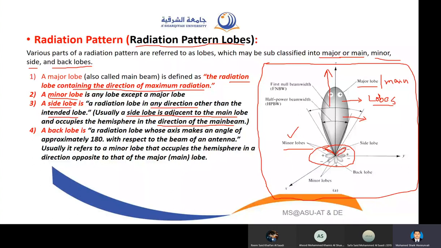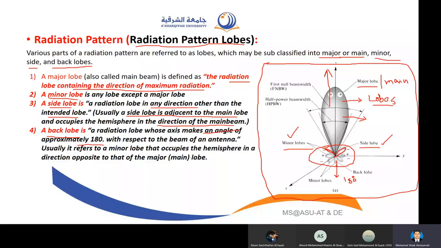And the last one is the back lobe. A back lobe is a radiation lobe whose axis makes an angle of approximately 180 degrees. So this lobe here is making an angle of approximately 180 degrees to the major lobe. Where is the major lobe? This is the major lobe. It is making an angle of exactly 180 degrees to the major lobe here, right? So this one we call the back lobe.